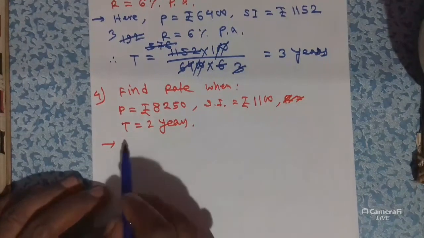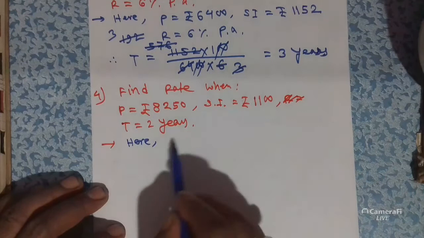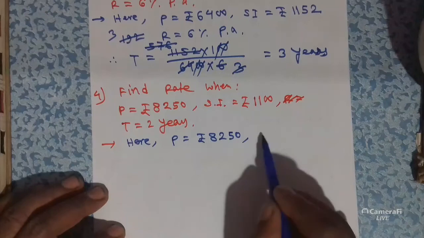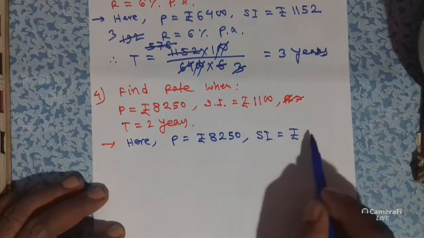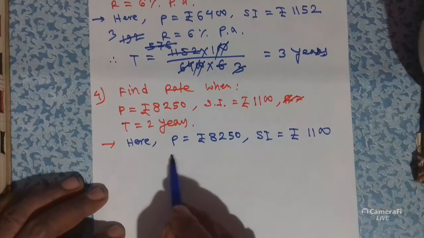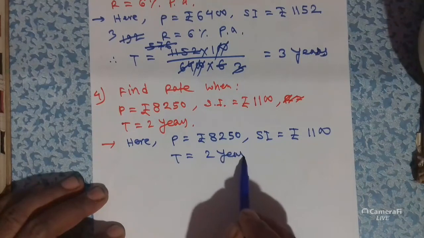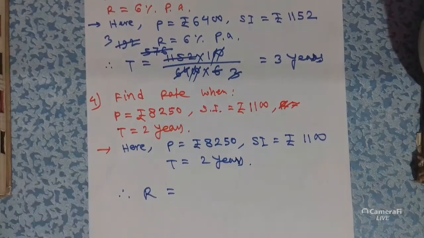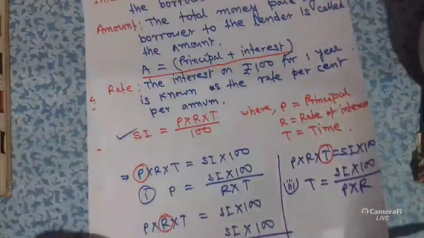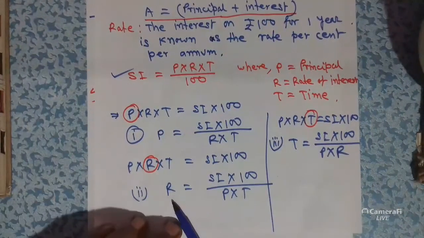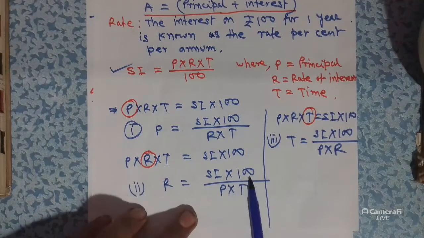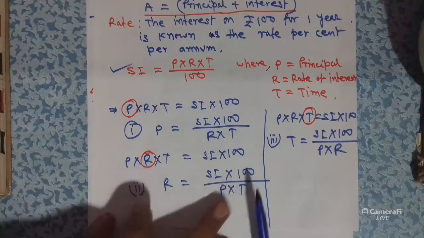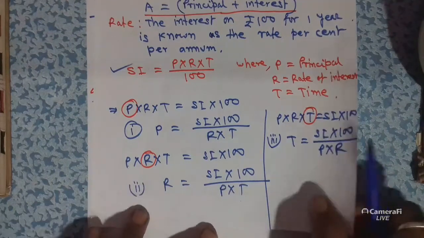So here principal is rupees 8250, simple interest is rupees 1100 and time is 2 years. So therefore we have to find rate of interest, so we have to use this formula, that is rate of interest is equal to SI multiply 100 by P into T. So rate is equal to simple interest multiply 100 by principal multiply time.